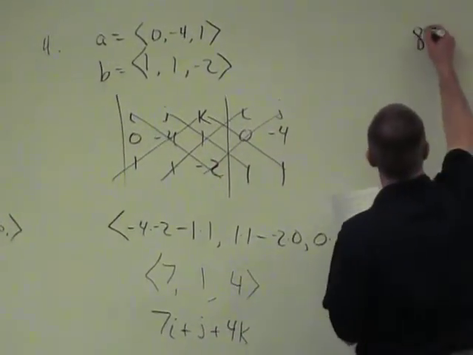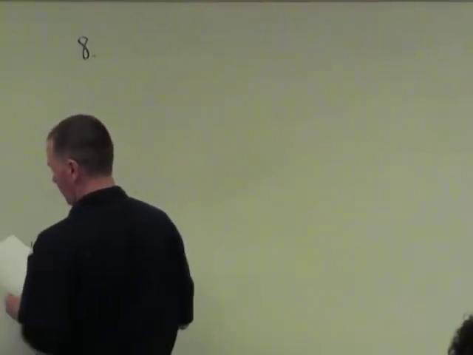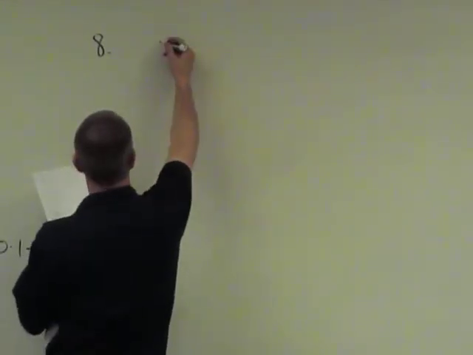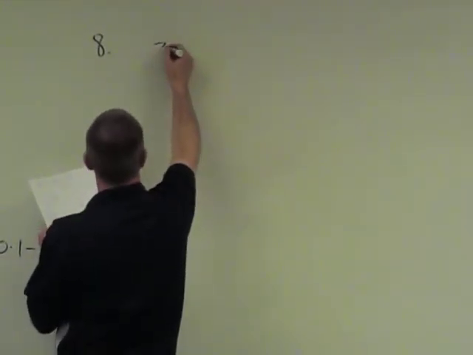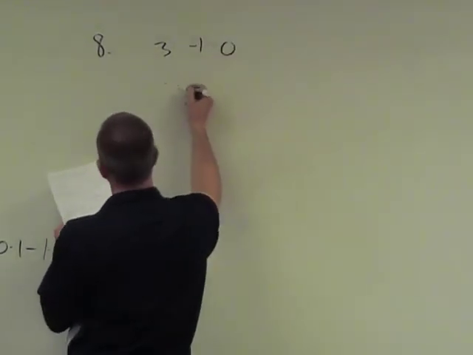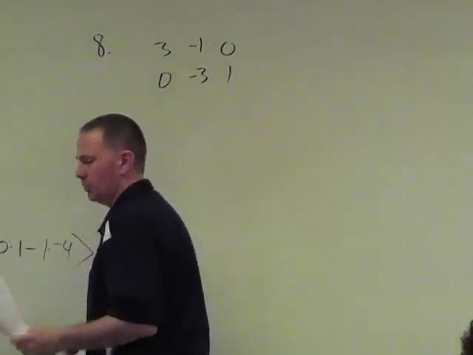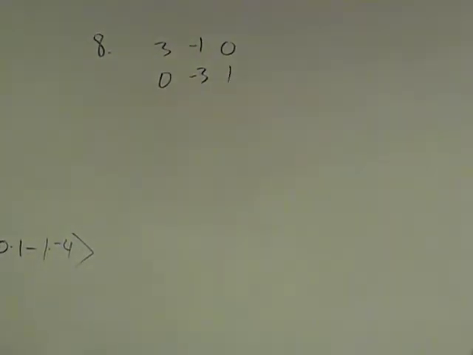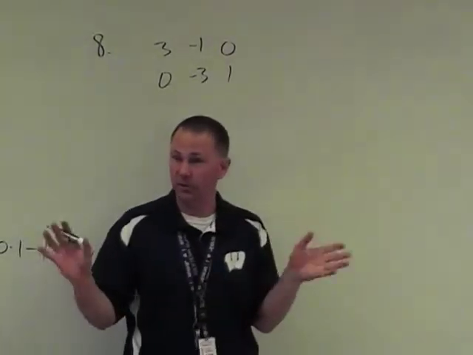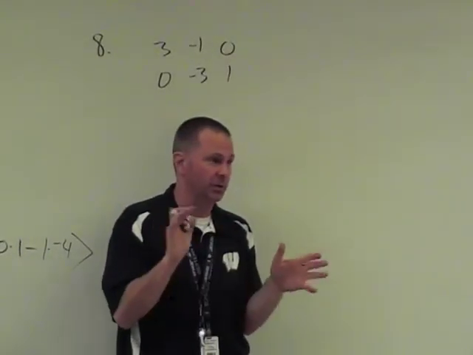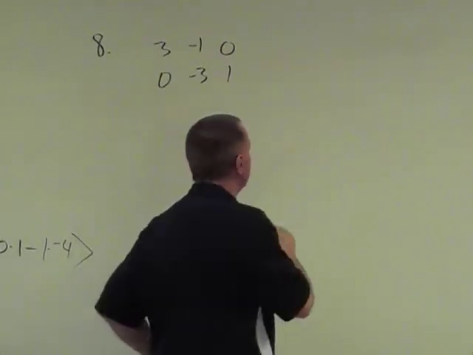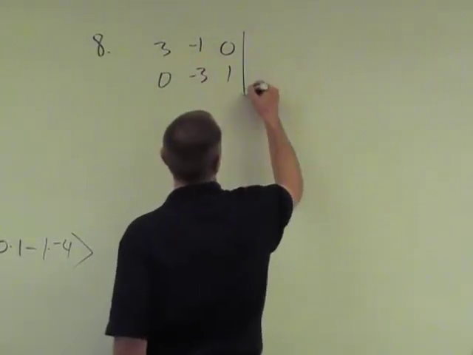Now let's do number 8, because that's the next one I want to do. So I'm going to go ahead and set this up in the matrix form already. 3, -1, 0, and 0, -3, and 1. Notice I didn't put the i, j, and k on there. Again, you can set it up like this, okay? Or you can do this, or you can do what I'm going to do here. Okay, whichever way is okay with you. This is how I would do it for this. I'm just going to add the first column here.